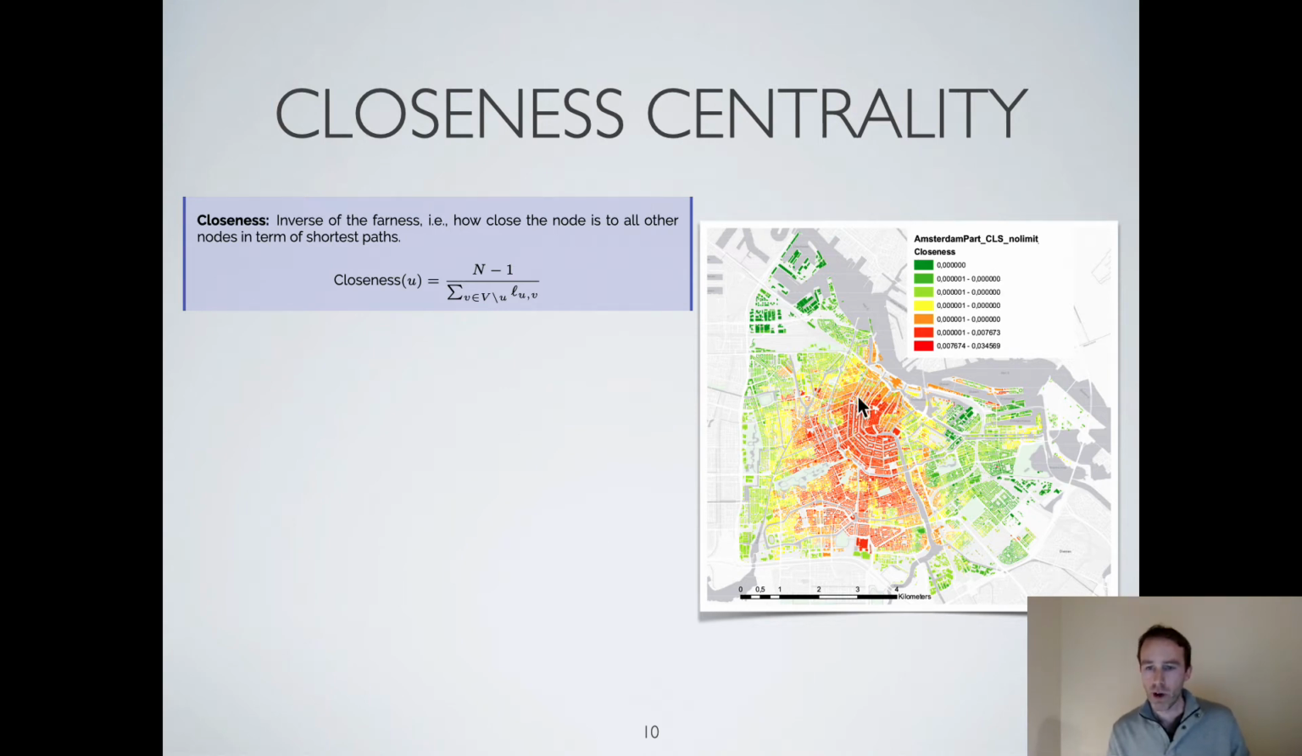Here you have an example on a real network corresponding to the road network of the city of Amsterdam. And as I explained, you see that the large values in red of closeness correspond to road segments that are really in the center of the city, and the low values are in the periphery. So it's really a way to compute which nodes are central in the network, in the center of the network.